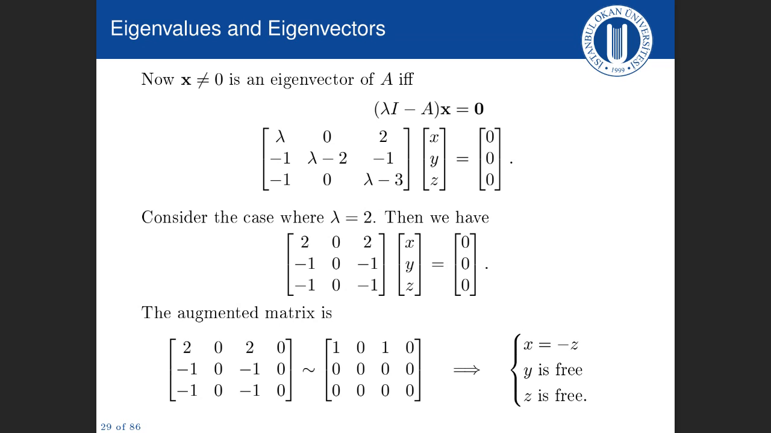And that is row equivalent. That means we can do elementary row operations to change it into [1, 0, 1, 0; 0, 0, 0, 0; 0, 0, 0, 0]. And then we can see that the solution to this is x equals minus z, y is a free variable, and z is a free variable.